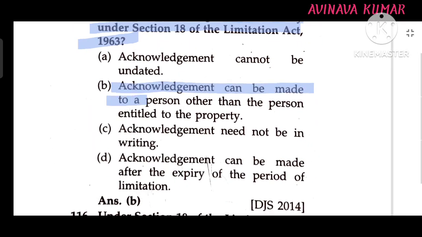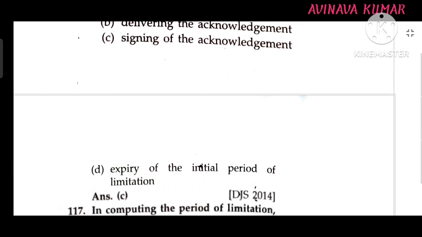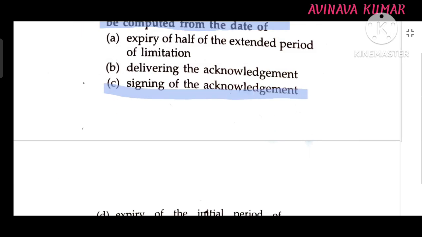Acknowledgement can be made to a person other than a person entitled to the property. Under Section 18 of the Limitation Act 1963, a fresh period of limitation is computed from the day of signing of the acknowledgement.